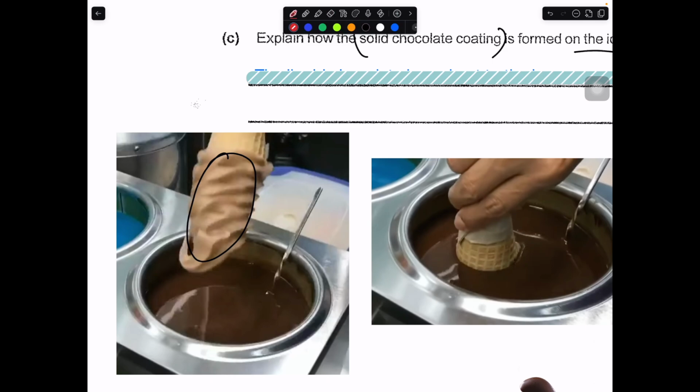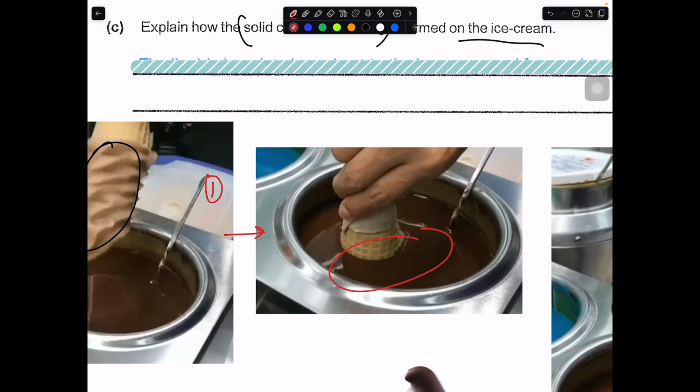Maybe I write it down here. This is the first step. Then for the second step, they dip it into the liquid chocolate. So what happened? The ice cream cone is very cold, the temperature is very low. So what will happen? It will gain heat from the liquid chocolate. Then the liquid chocolate will lose heat to the vanilla ice cream, or the ice cream itself.